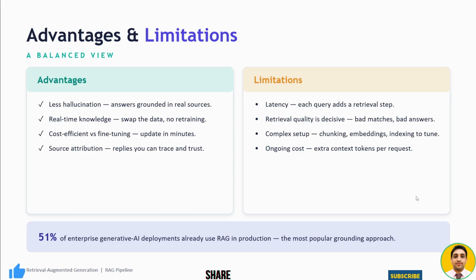Third, there is a complex setup involved, since you need to properly handle chunking documents, generating embeddings, and building and tuning the indexing system. Fourth, there is an ongoing cost consideration since every request now includes extra context tokens that need to be processed, which adds to the overall computational expense. It's worth noting just how widely adopted this approach has become. Currently, 51% of enterprise generative AI deployments already use RAG in production, making it the most popular grounding approach used by companies today.